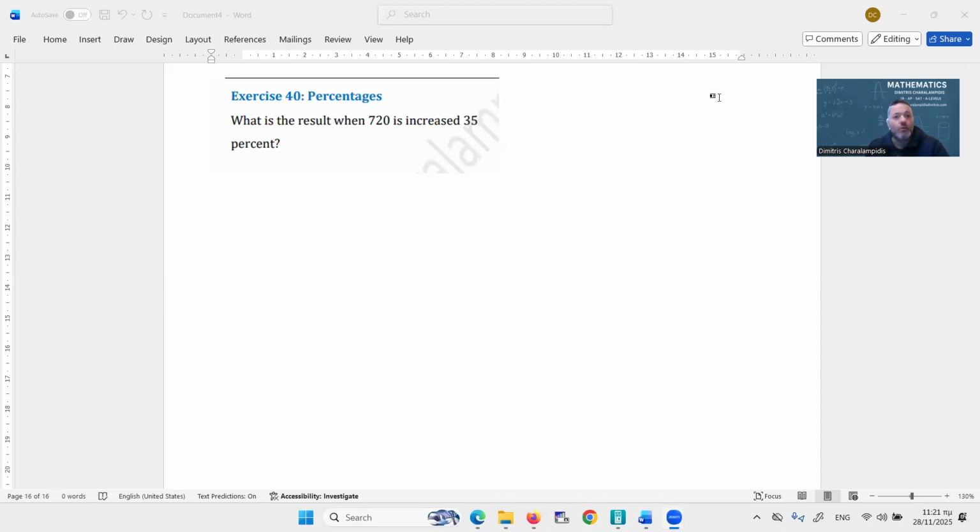Exercise 40. What is the result when number 720 is increased by 35%? Remember directly from theory. When number A is increased by X%, this means that A is multiplied by 100 plus X over 100.